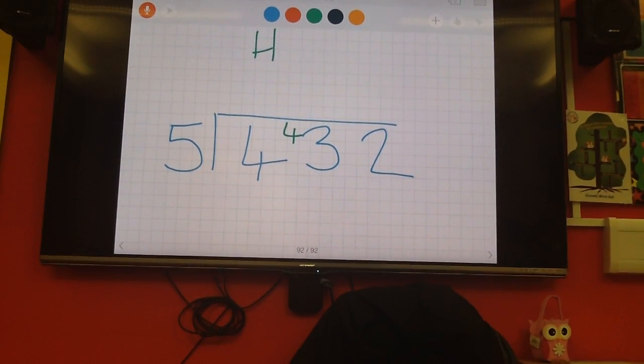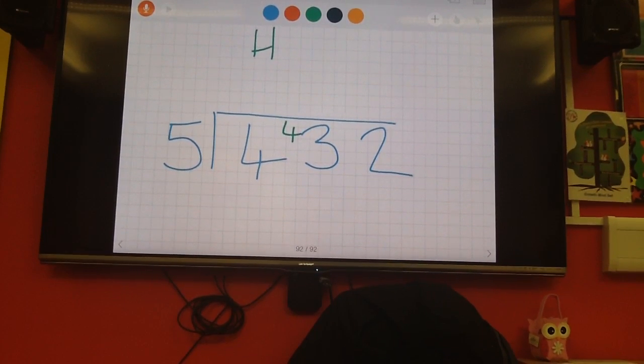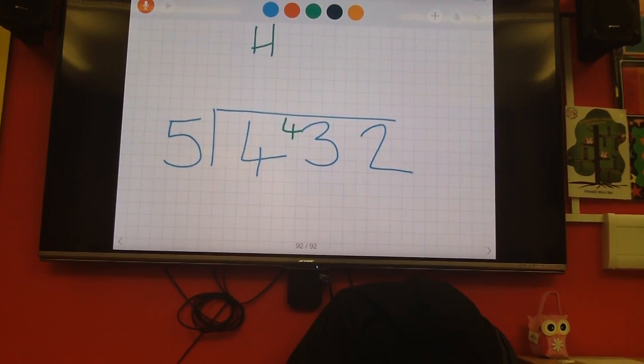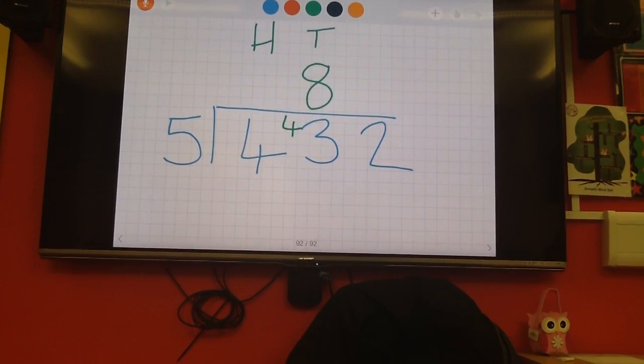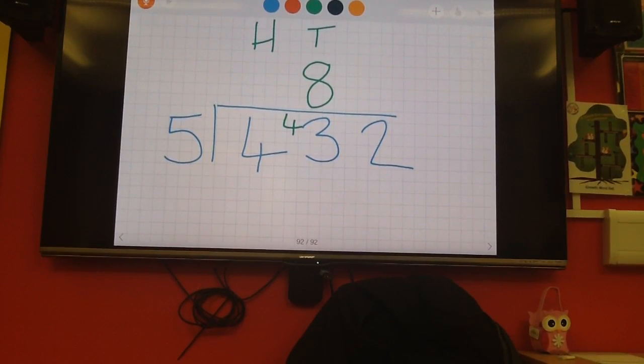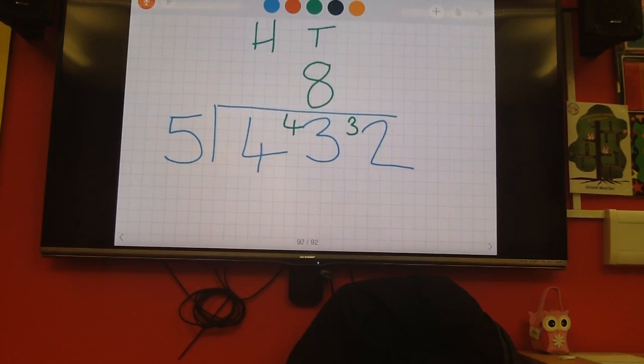This answer would be 5, 10, 15, 20, 25, 30, 35, 40. So above the 3 in the tens column, we would put 8. There are also, however, 3 10s left over. So with these 3 10s, we would place them into the units column.